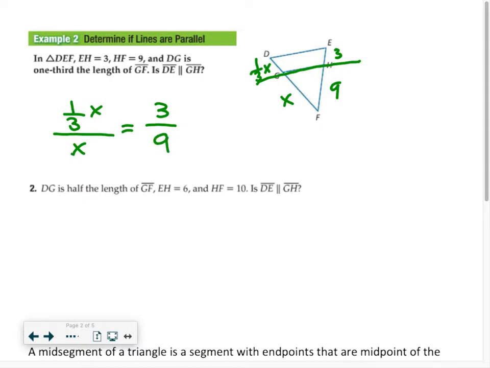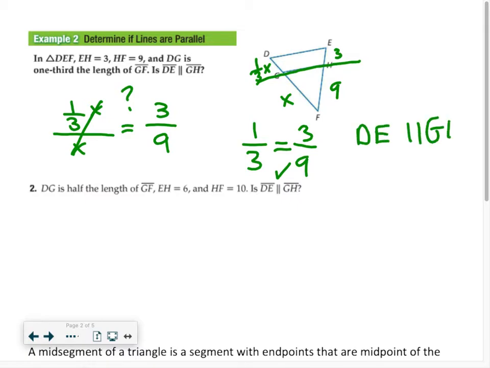X over X, those can cancel, so we would be left with 1/3 is equal to 3 over 9. That is true. If you reduce this, or you can cross multiply to check. But yeah, if you reduce 3 over 9, that's 1/3. So yes, those are equal. So if this is true, which is what we were checking, if those segments are proportional, which they are, then yes, DE is parallel to GH. Yes, they are.